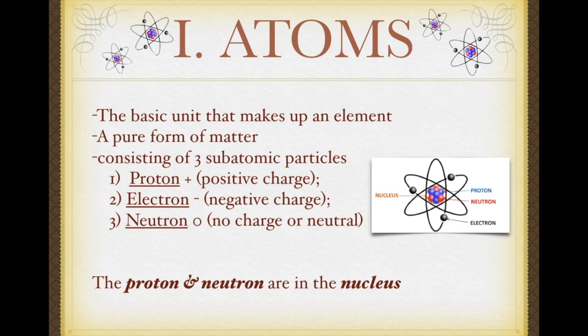Atoms, as we said, they contain three subatomic particles: the proton, which is positive, the electron, which is negative, and the neutron, which has no charge, which is neutral. So the proton and the neutron are in the nucleus, which is in the center of the atom.